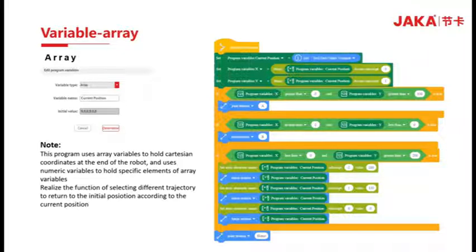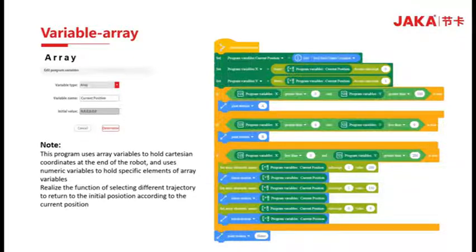Now let's have a look at a variable array example. The program uses an array variable to hold the Cartesian coordinates at the end of the robot. After, it uses numerical variables to hold a specific element of the array. For this example, we'll consider an array in the program variable family holding 6 subscripts. Each subscript corresponds to a position of the robot with a Cartesian coordinate. Subscript 0 corresponds to X, subscript 1 corresponds to Y, subscript 2 corresponds to Z, and the 3 last correspond to the rotation around the X, Y, and Z axes.